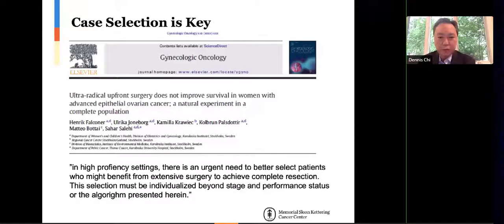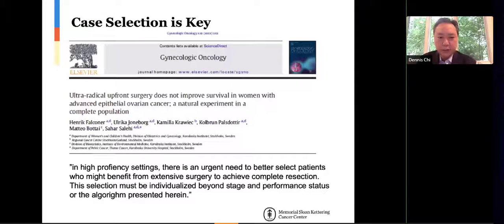However, this study out of Sweden was just published this year and showed that when they changed their paradigm to include upper abdominal surgical procedures, they did not improve their median overall survival. And as a matter of fact, those patients who had extensive surgeries didn't do quite as well as we would have predicted based on prior studies.